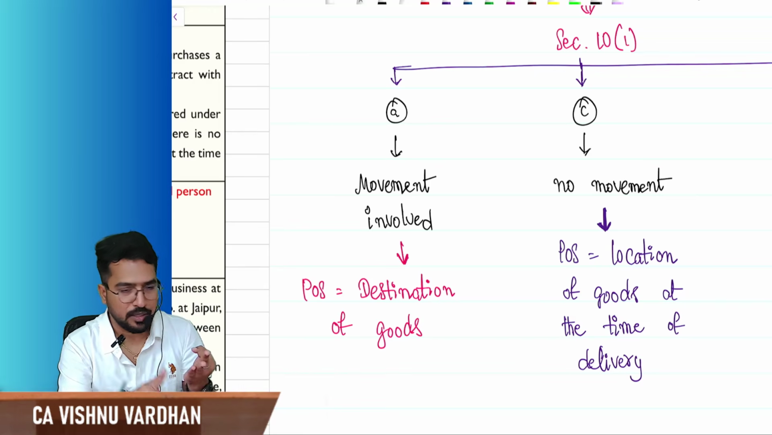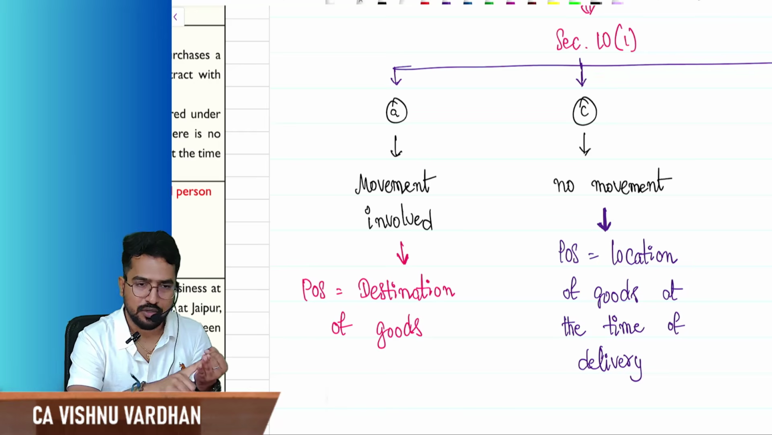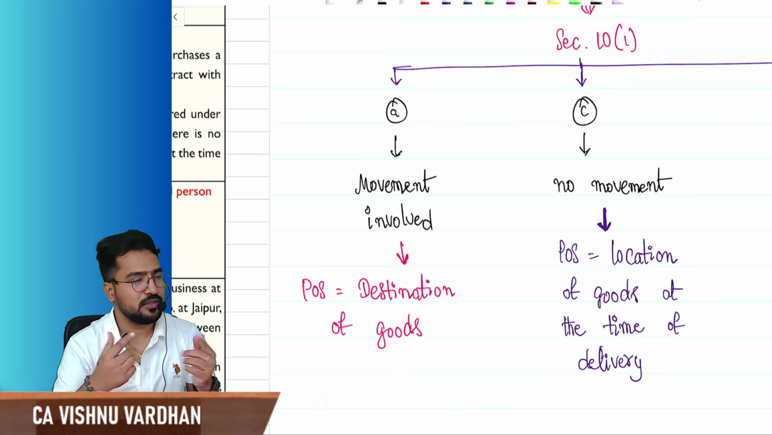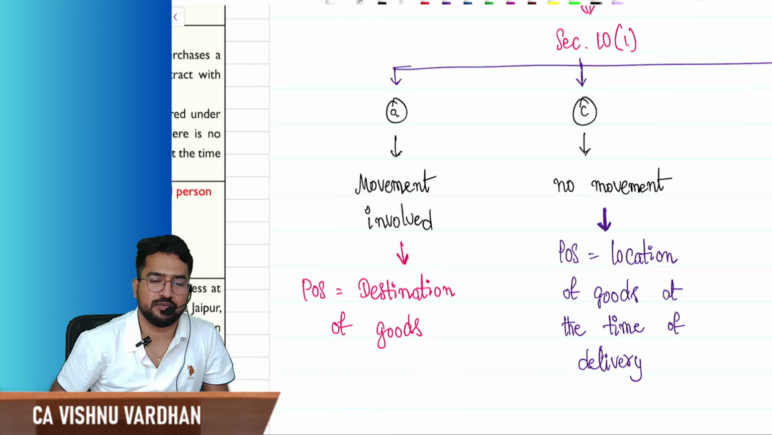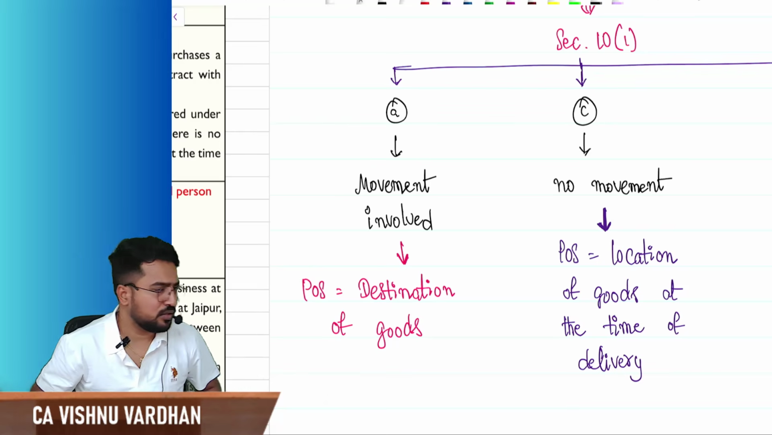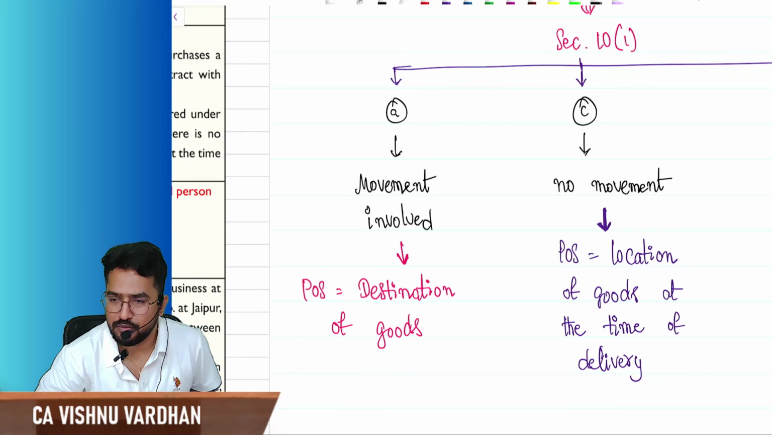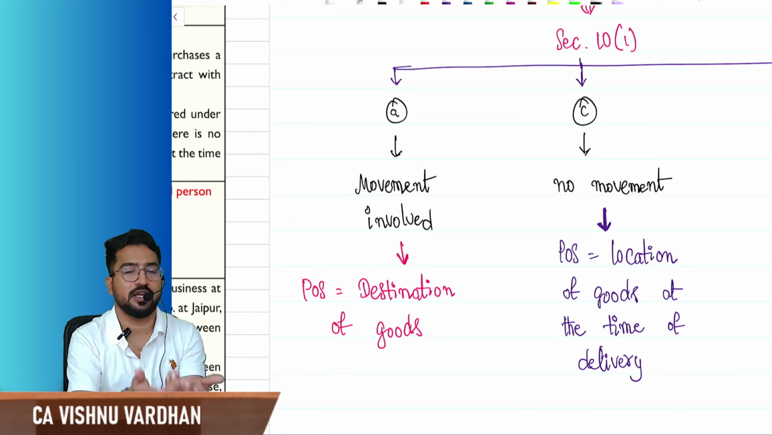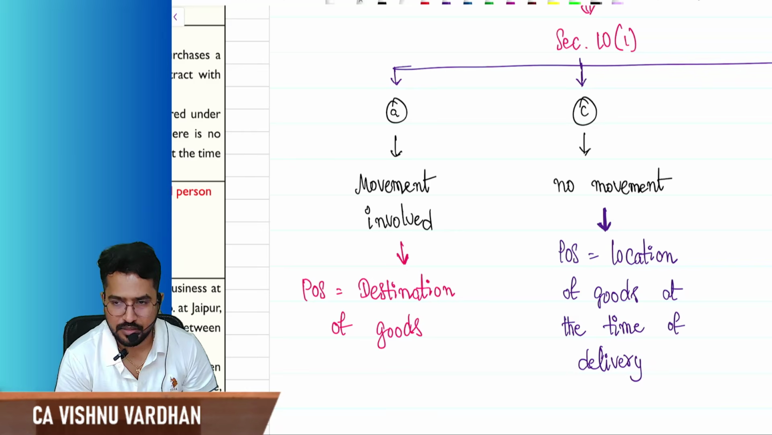Okay, so I am covering three things here. One is movement involved, not involved. In some cases, goods need installation. Then what is the place of supply? Movement involved: the place of supply is the destination of the goods. Movement not involved: the place of supply is the location of the goods where they are made available. Now listen carefully.